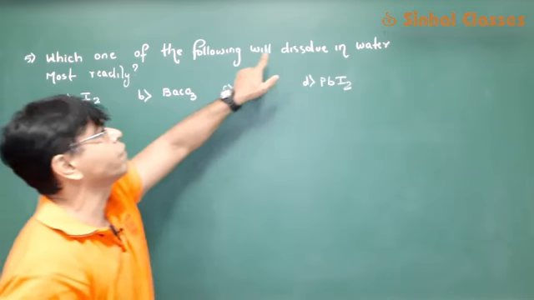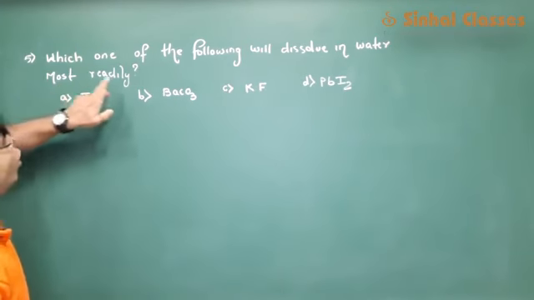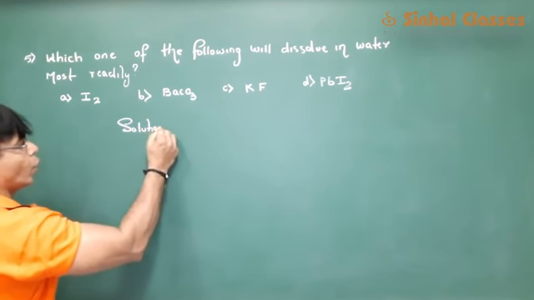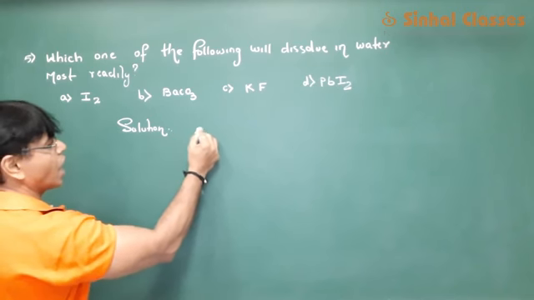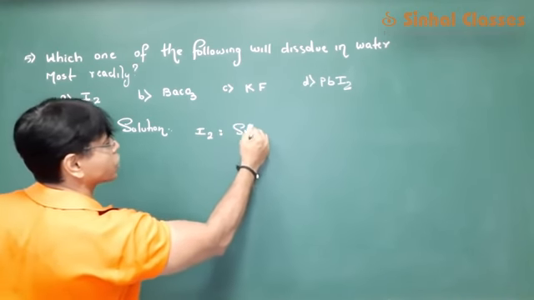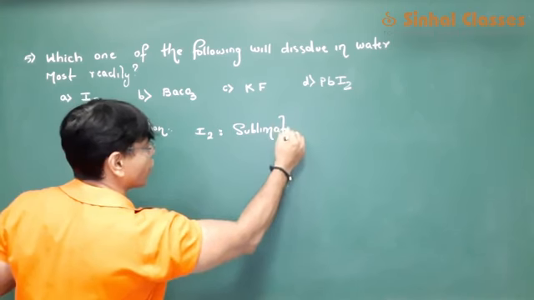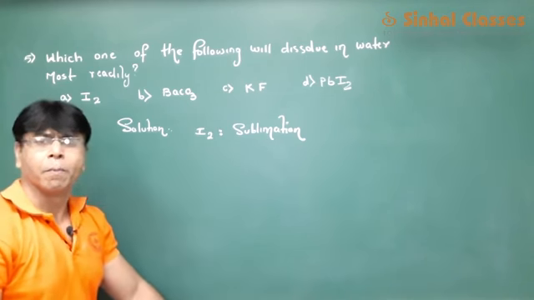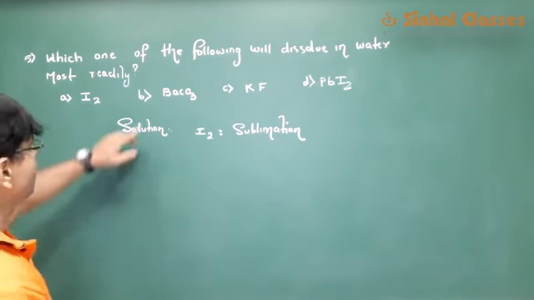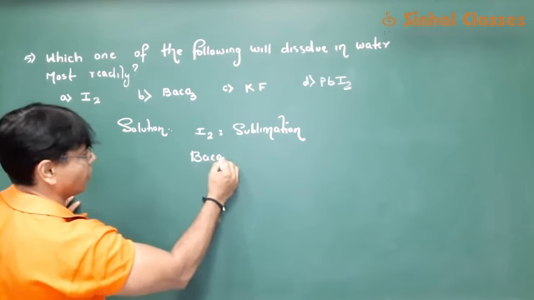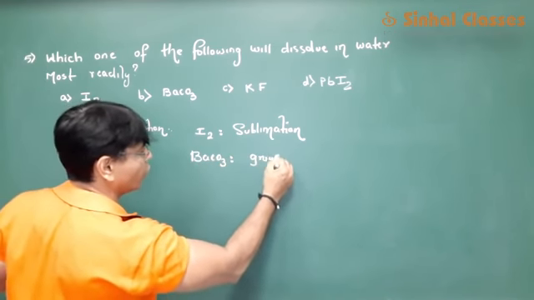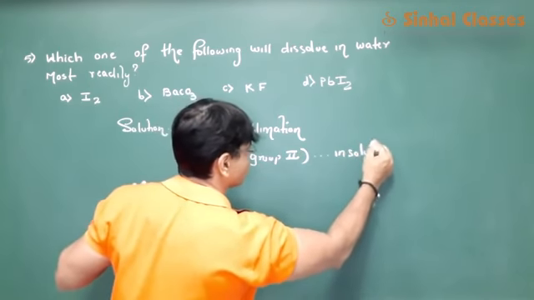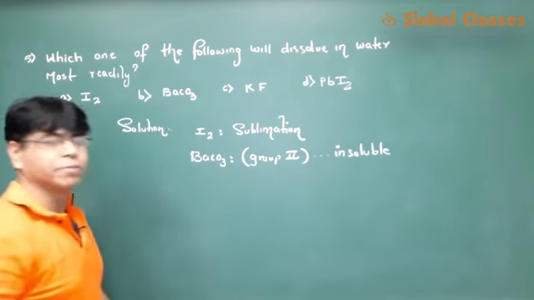Which one of the following will dissolve in water most readily? Now let's take one by one. Iodine, it undergoes sublimation, so it is a sublimate compound, it sublimes. Barium carbonate, barium belongs to group 2, group 2 carbonates are insoluble in water.